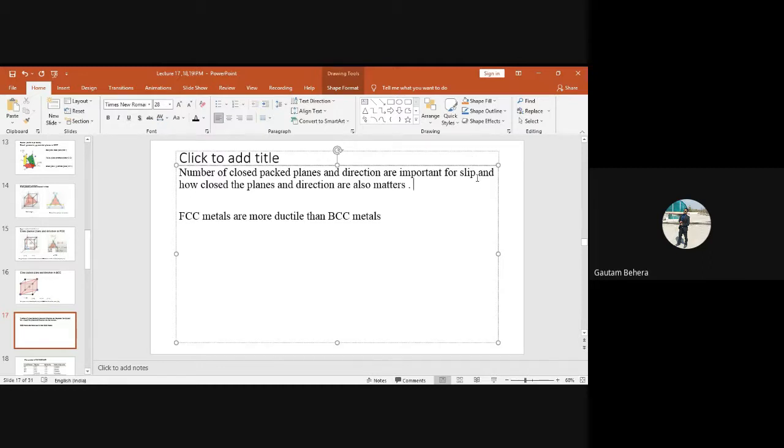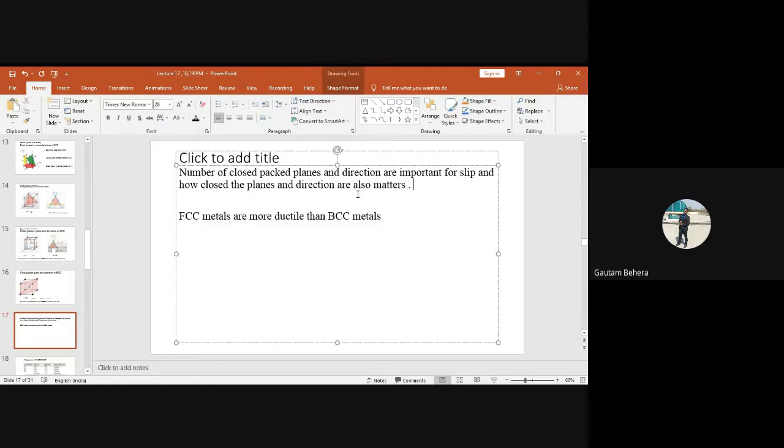So if you want to do slip, then you need to find out the closed packed directions and closed packed planes, because slip basically happens in that particular plane and direction. Slip does not occur in any random planes. It will occur in the closed packed plane and closed packed direction, because it needs very little energy to move the atoms in that particular direction or plane, right? Another thing is how close the plane and directions are. Even if it is a closed packed plane and closed packed direction, if they are very closely packed, then slip will be easier. That's why FCC are more ductile, right?